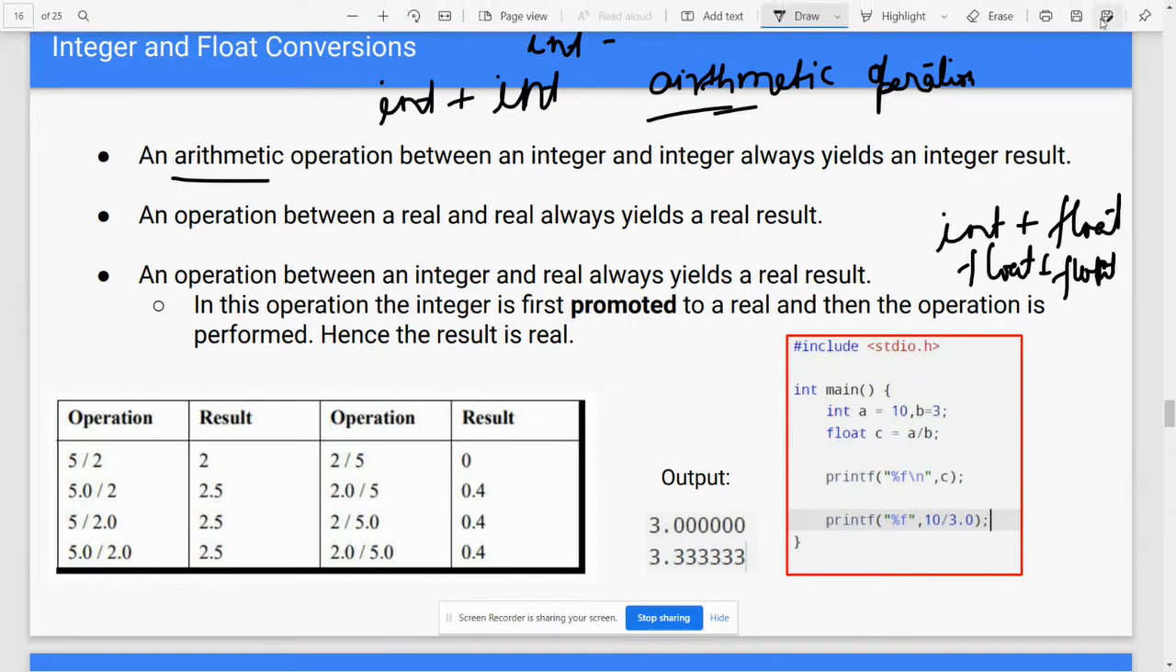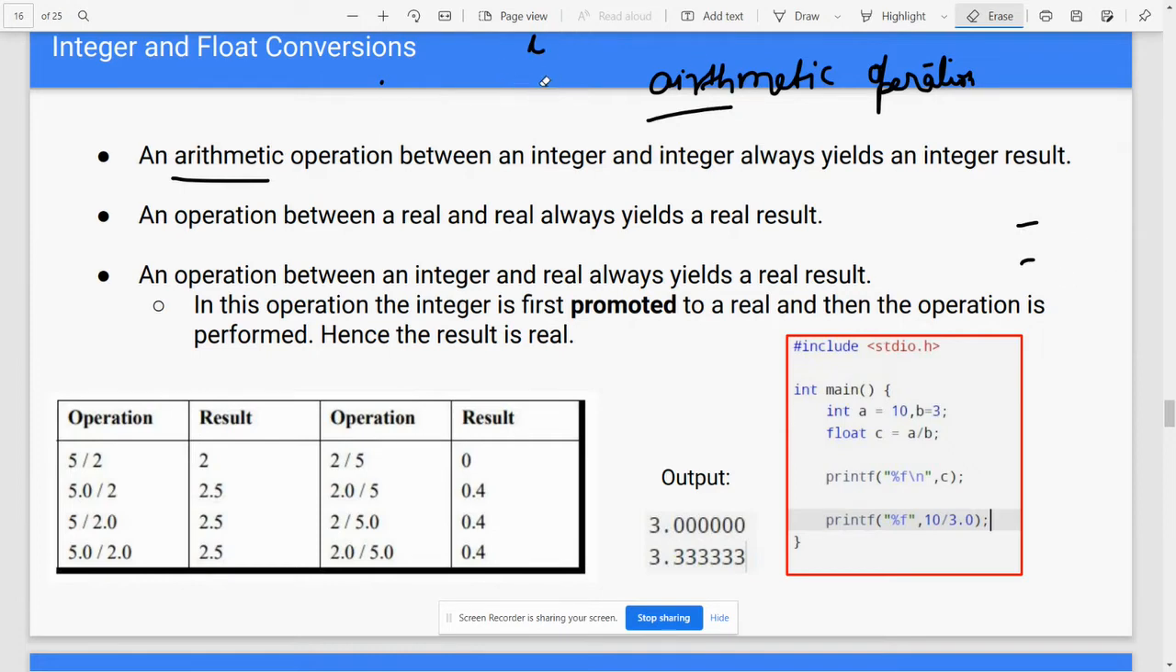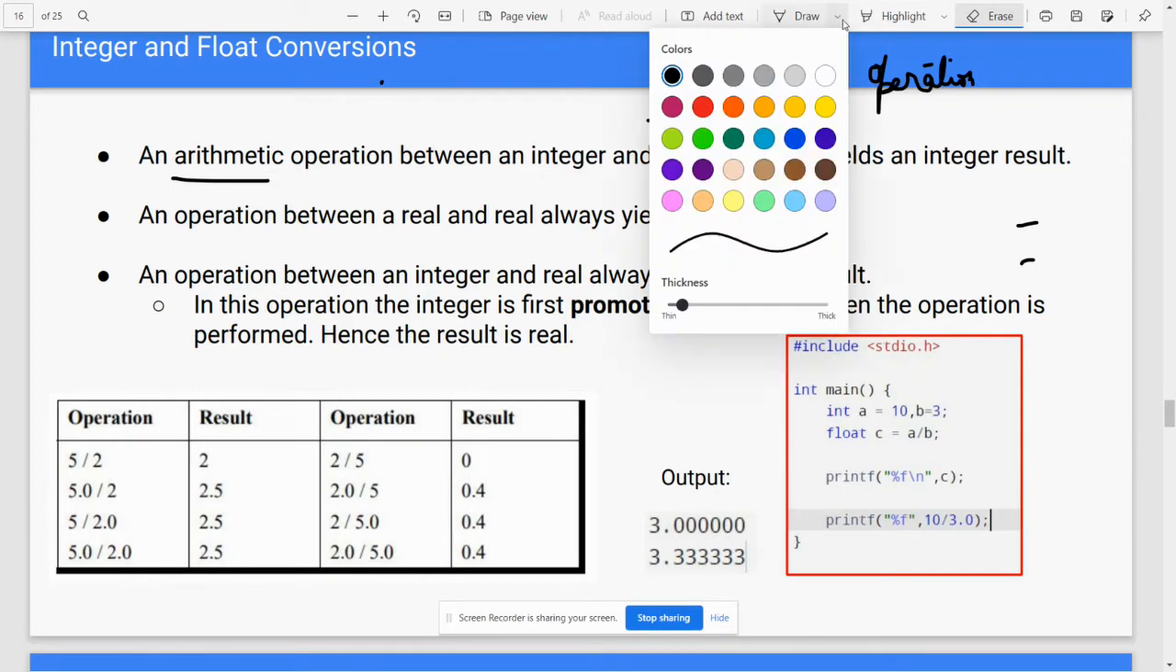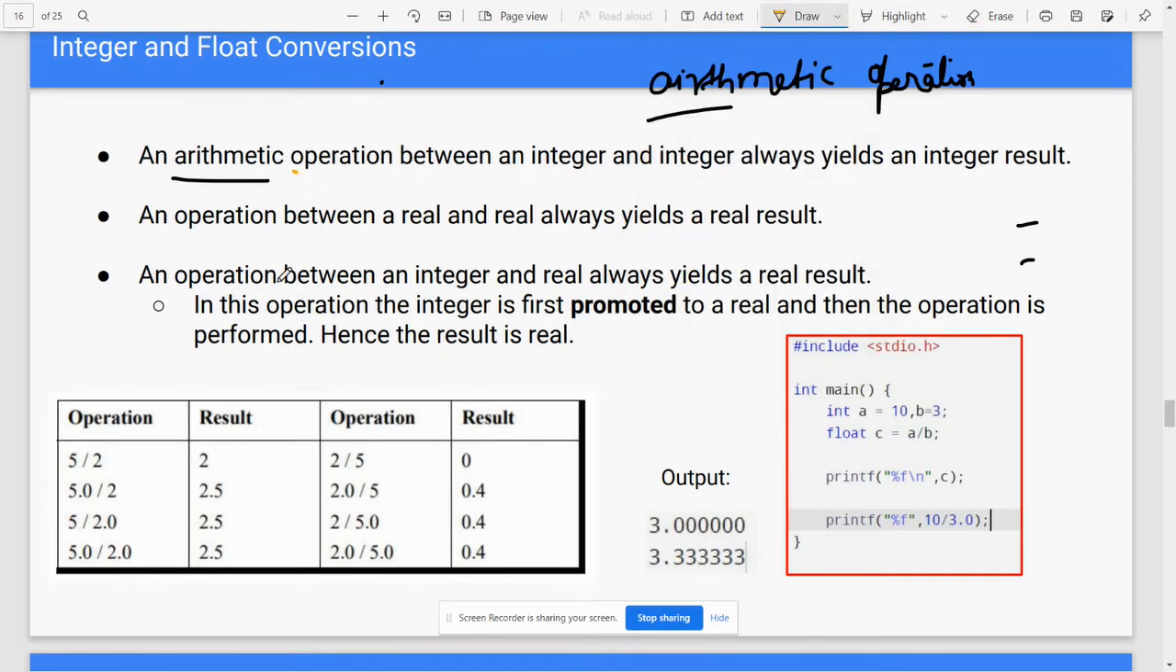These things have some significance, so let me discuss that significance here now and see what it actually means. The first thing: an arithmetic operation between an integer and an integer, meaning if we do arithmetic operations between two or three different integers, it will always yield an integer value. What does this mean? Let's see the first example.